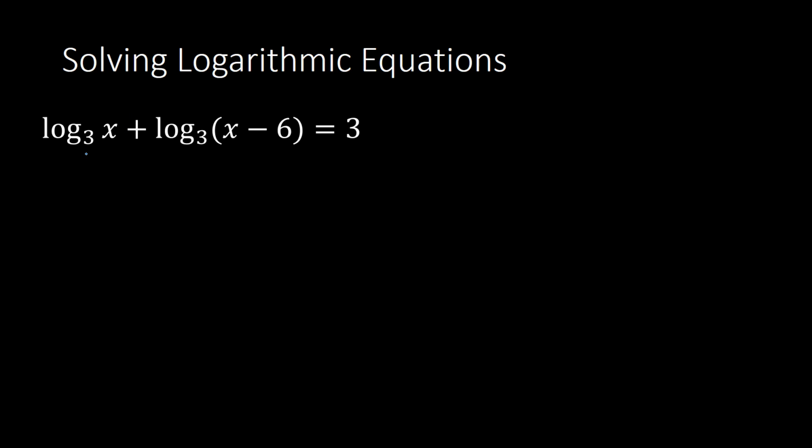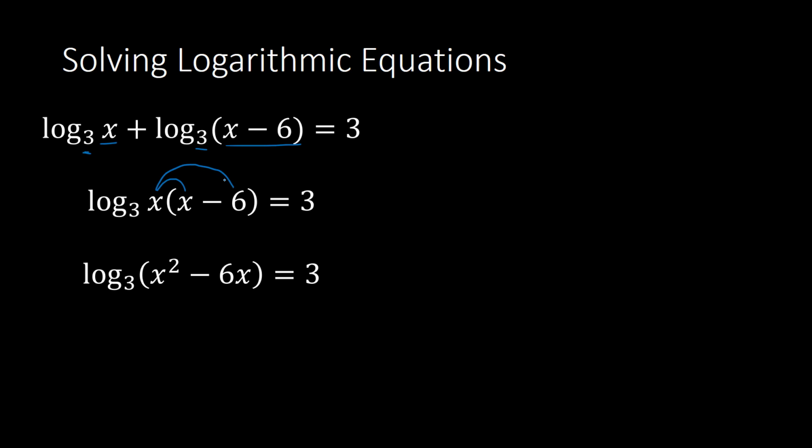So here to combine, we see the base is the same, both a base of 3, and you have those two logarithms being added together. So because they're being added together, what I can do is I can multiply the x and the x minus 6. So what I have is going to be log base 3 of x times x minus 6. Well, x times x minus 6 I can distribute, so x times x would give me x squared, x times negative 6 would give me a negative 6x. So now we have one logarithm equal to a number over here.